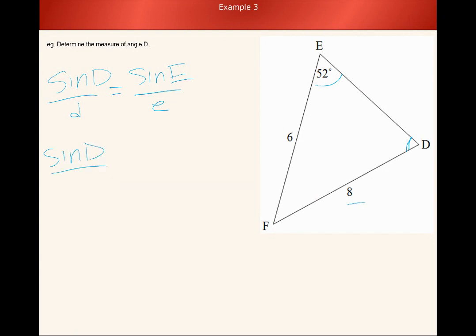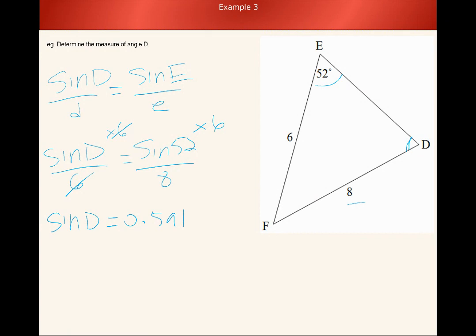Sine D over side D is 6, equals sine angle E, so that's sine 52 divided by 8. So it goes kind of like before. I'm going to go times 6 times 6. That gets rid of the 6. And then I'm going to have sine D is equal to, well, I'm going to have all that. I'm going to have sine 52 times 6 divided by 8. And it gives me 0.591.